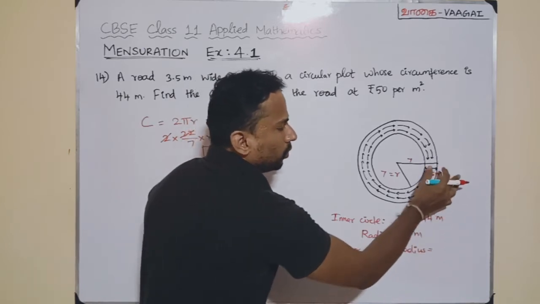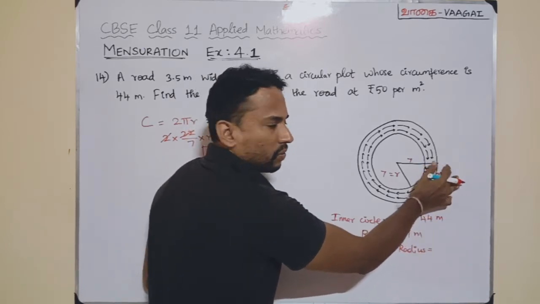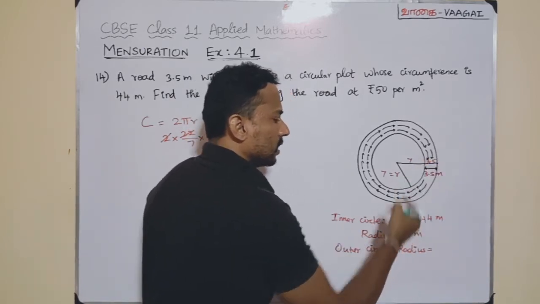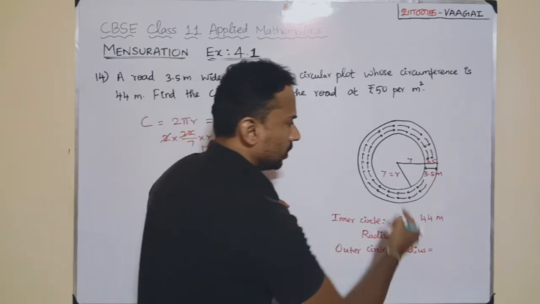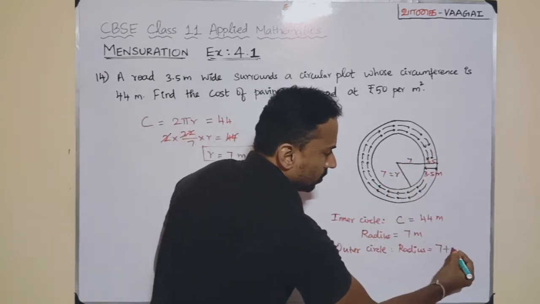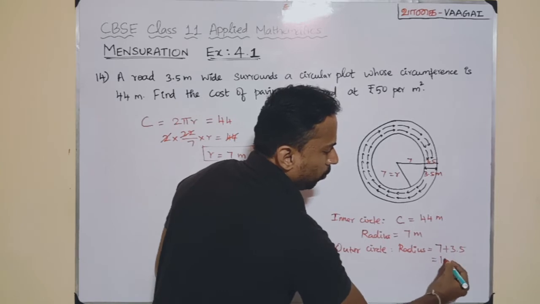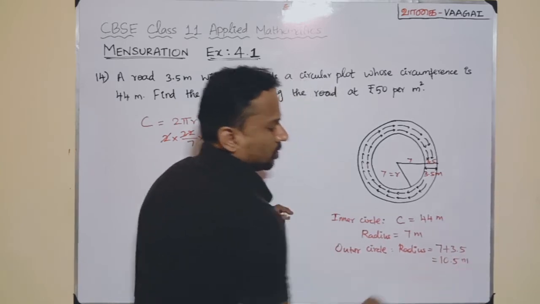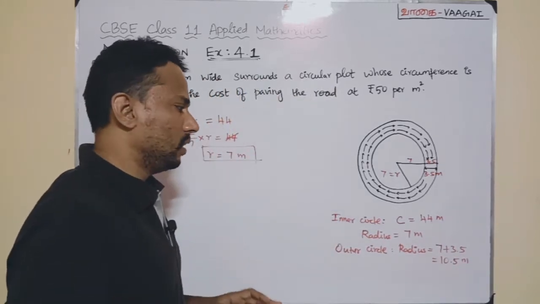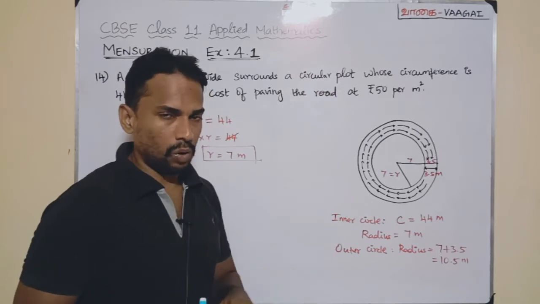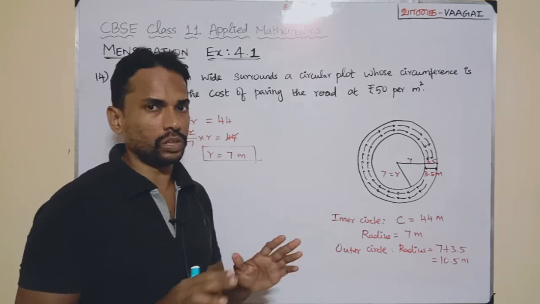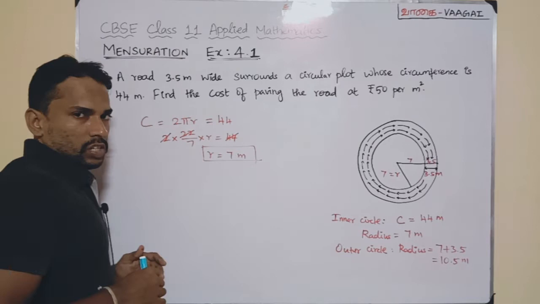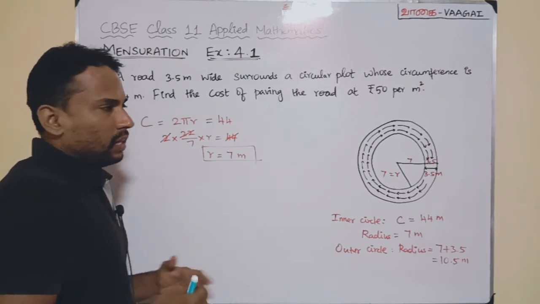Okay. And what about the other part? That will be 3.5. Correct? That means the radius of the outer circle will be nothing but 7 plus 3.5, which will be 10.5 meters. Is the idea now clear? So now we are clear with both the radii values. Outer circle radius, inner circle radius, both are ready. Now we will just try to see what will be the answer to the question.